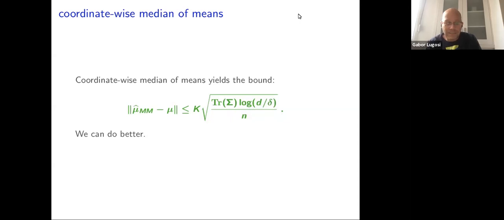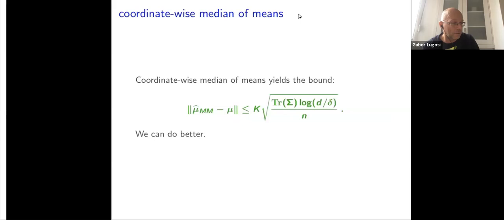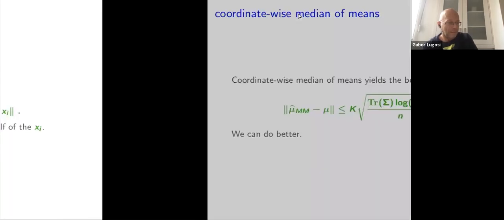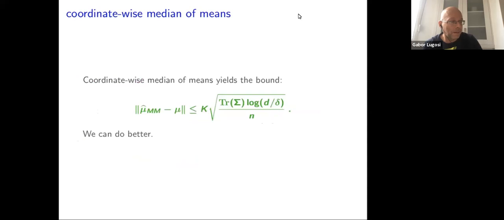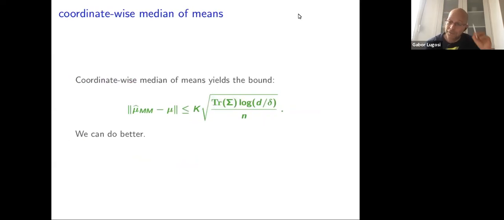This is not really satisfactory for several reasons. First of all, we don't like this d here. In the Gaussian inequality, you see, there's no dimension. So in fact, that is an infinite dimensional inequality. It would be nice to avoid the appearance of d. And the other problem is that the log one over delta is here multiplied by the trace, and not by just the largest eigenvalue. And the trace can be much, much bigger than the largest eigenvalue. So this is not far from the sub-Gaussian inequality that we're hoping for.